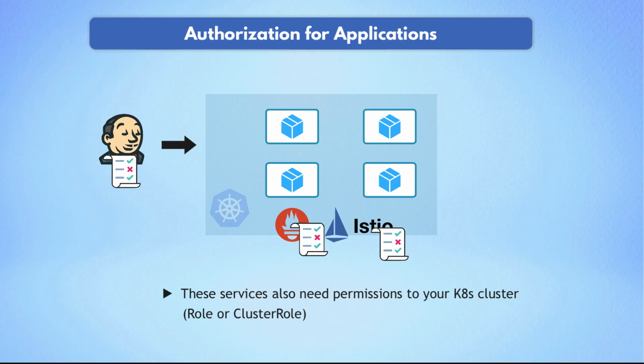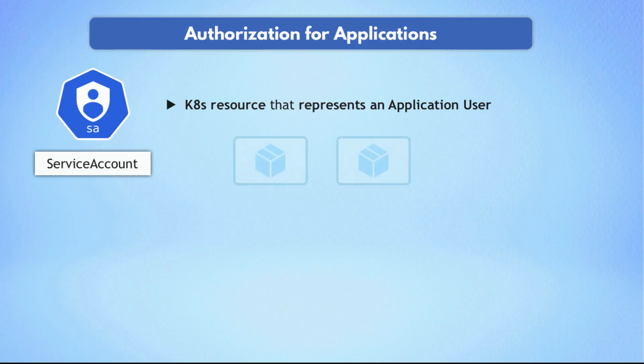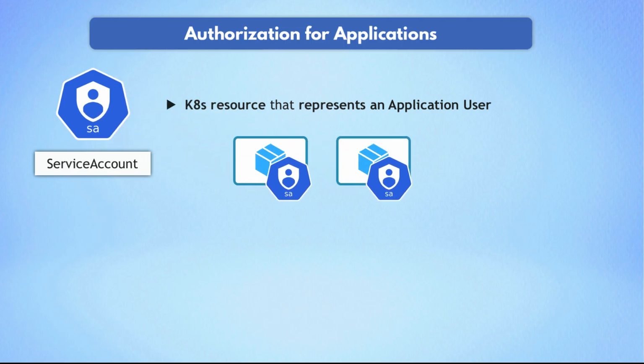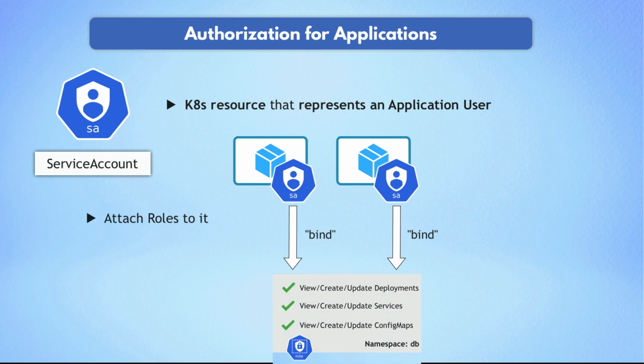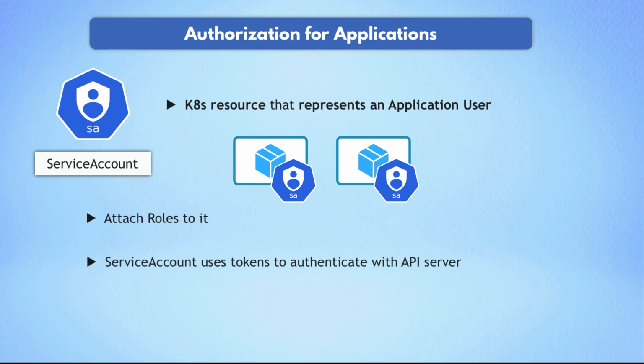And for non-human users, there is actually a Kubernetes resource dedicated for that called service account. So the way it works is that every pod in Kubernetes gets a service account which they can use to talk to Kubernetes. And service account, just like human users, has roles associated to it with some permissions. And while users have client certificate to authenticate with the API server, the service account uses token to authenticate.